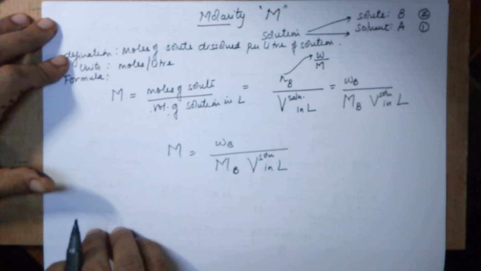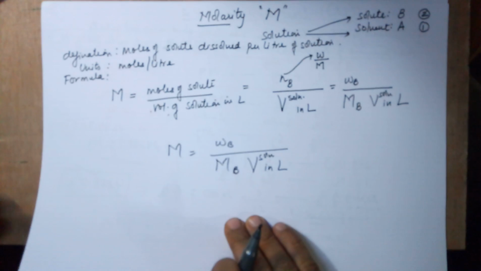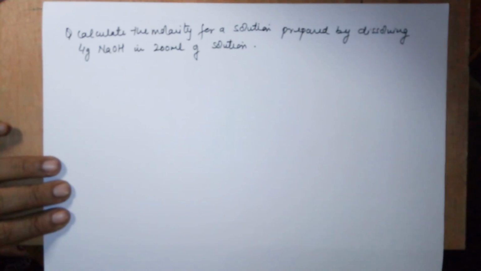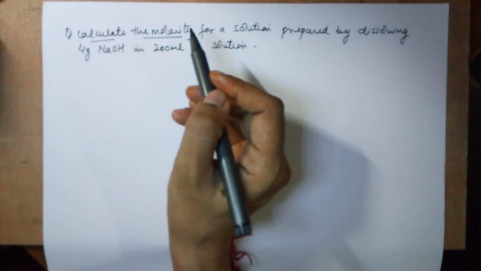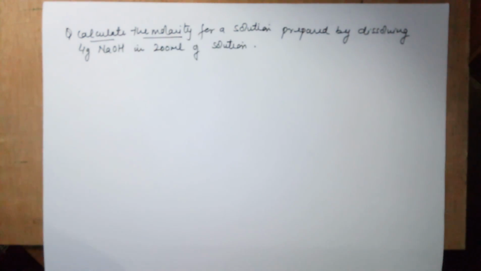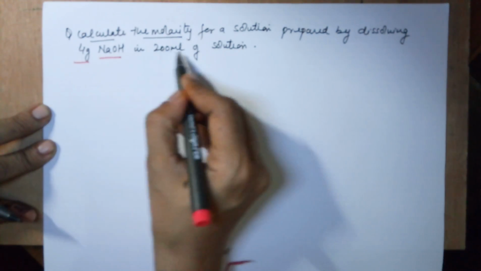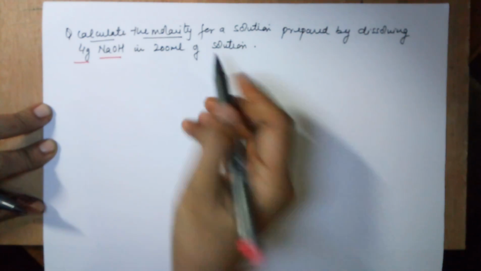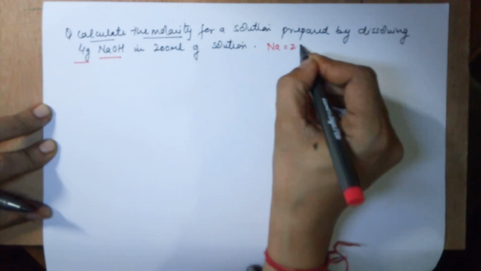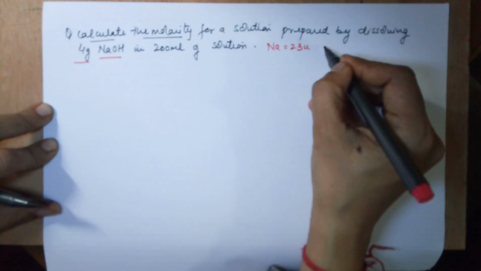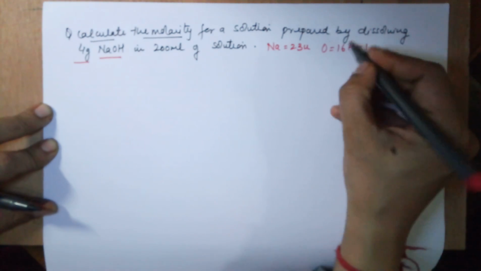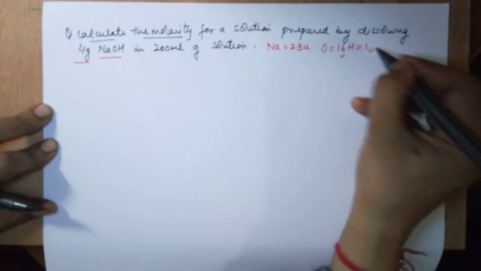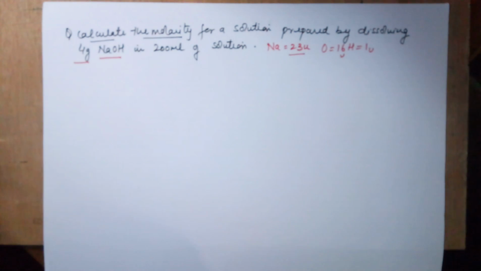Moving on to the first numerical to drill the concept a little better. The first numerical says you have to calculate the molarity for a solution which is prepared by dissolving 4 grams of NaOH in 200 ml of solution. For this question, you would be given the atomic masses of sodium, hydrogen and oxygen. For oxygen it is 16U, hydrogen it is 1U and sodium is 23U.